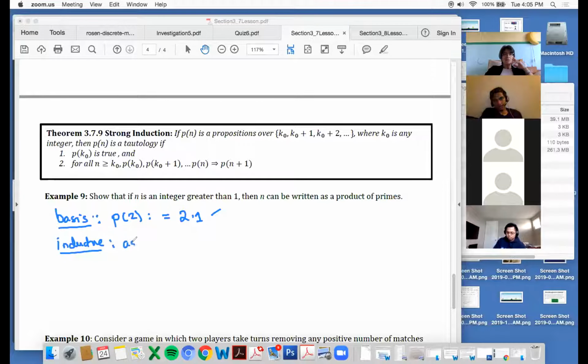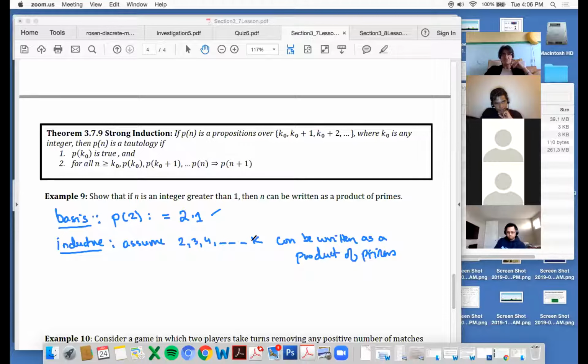All right. Now for the inductive case, you're going to assume that all the numbers up to and including k, so numbers 2, 3, 4, all the way up to k, can be written as a product of primes. So these are the propositions P2 through Pk, and all are assumed to be true. And we need to show that k plus 1 is a product of primes. Regular induction is not enough, because if I just say that k can be written as a product of primes, it's not enough to show that k plus 1 is a product of primes.